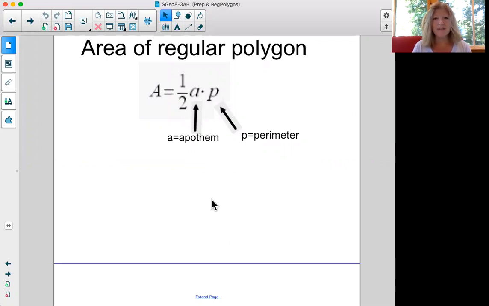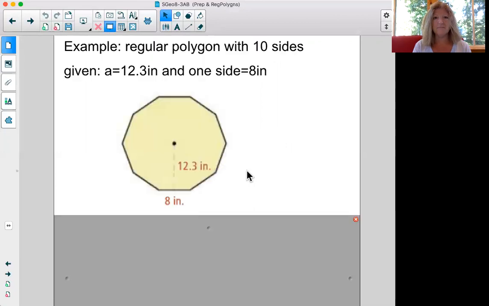Remember, the apothem is a segment from the center of the regular polygon, forming a right angle with one of the sides of the regular polygon. And little p is for the perimeter, the sum of all the side lengths of the regular polygon.